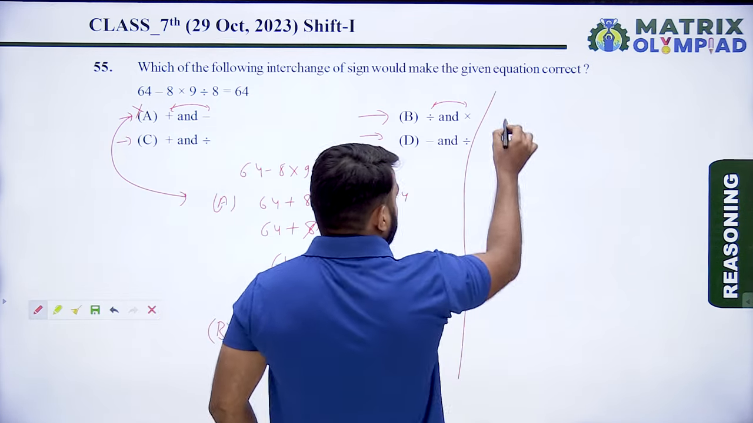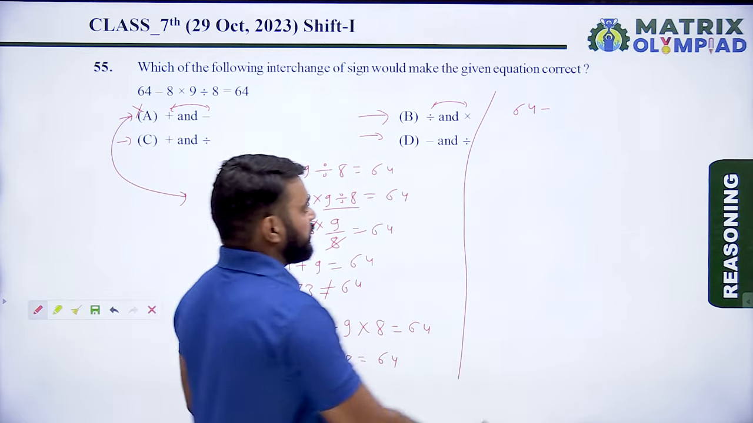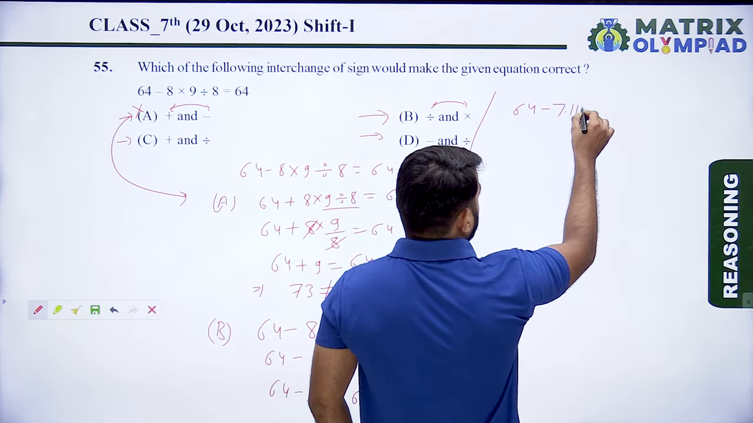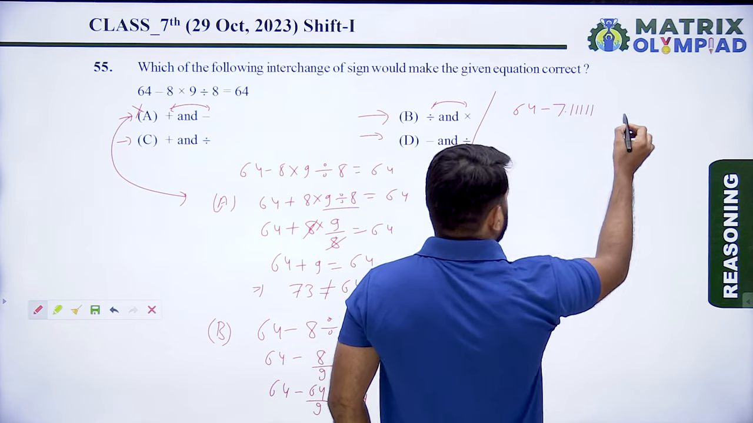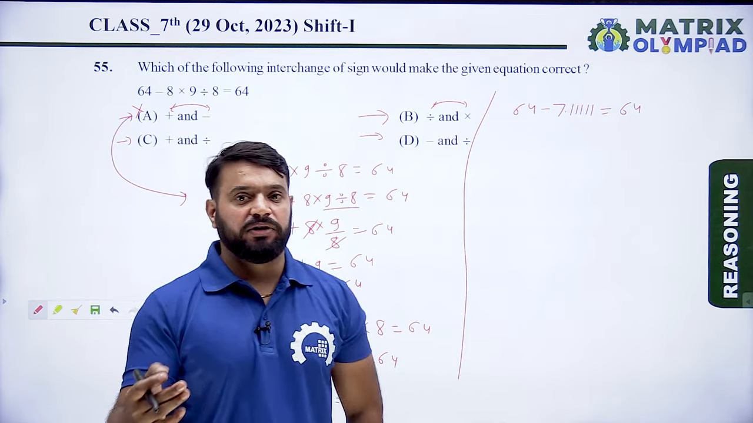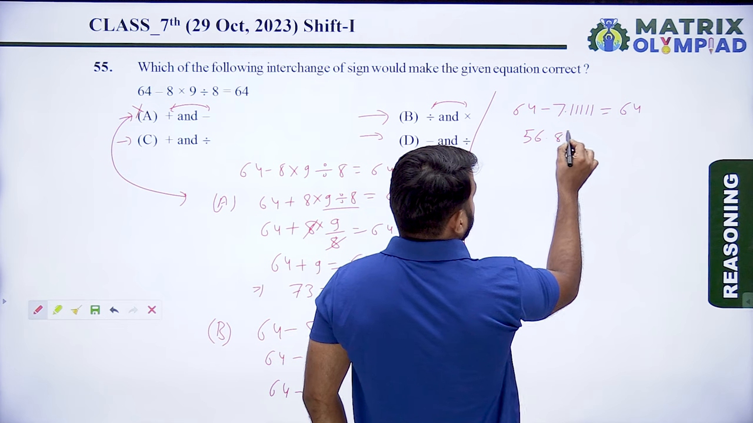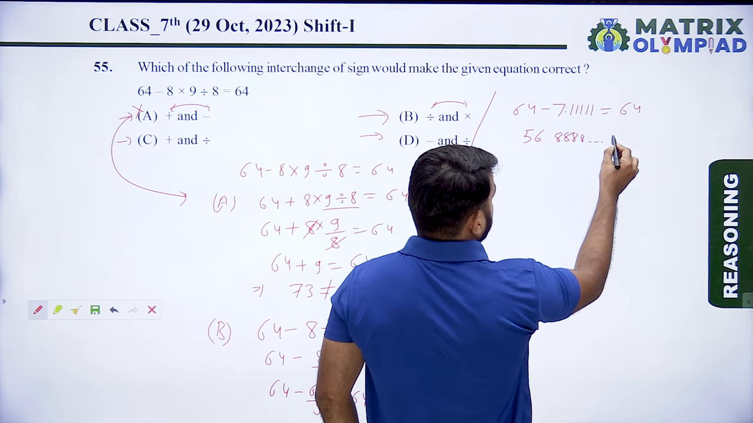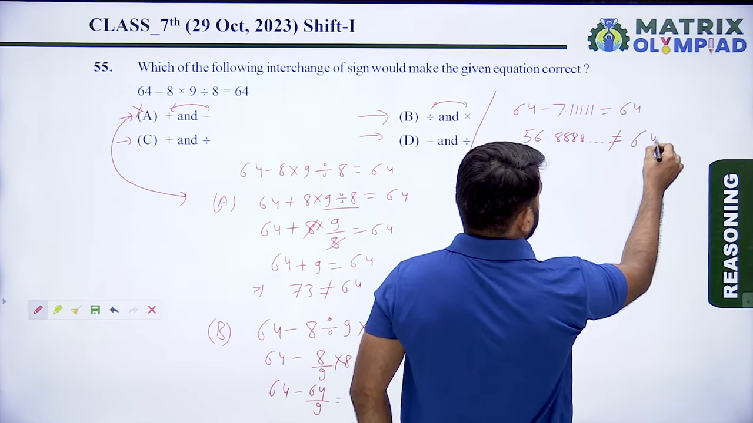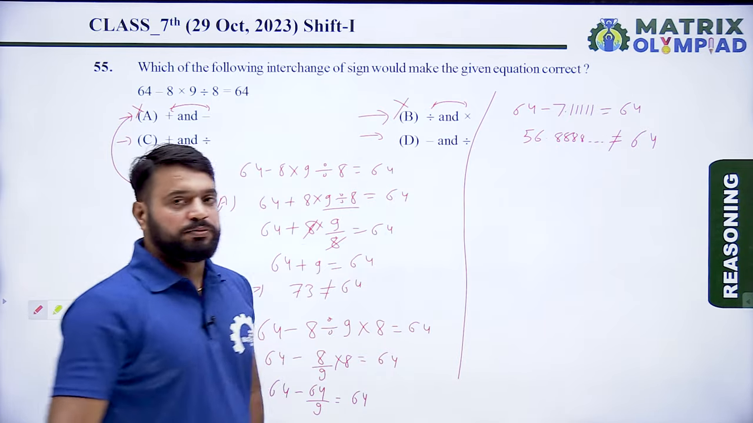So here 64 minus 64 divided by 9, it means 7.11111 is equals to 64. Now 64 minus 7.11111, it means 56, minus 8, not equals to 64. So here option B is also an incorrect option.